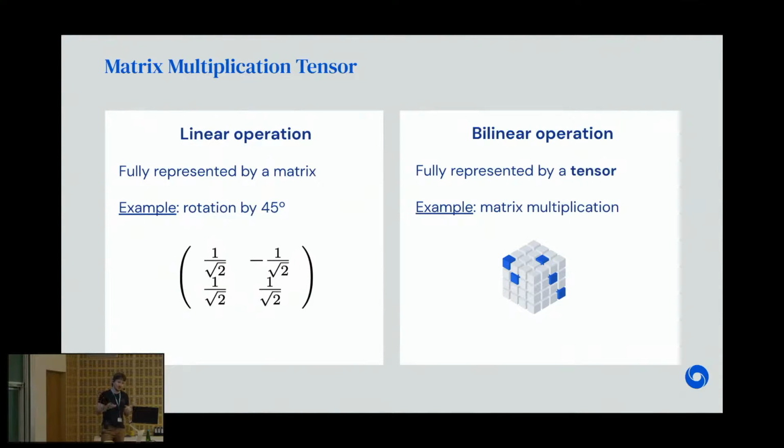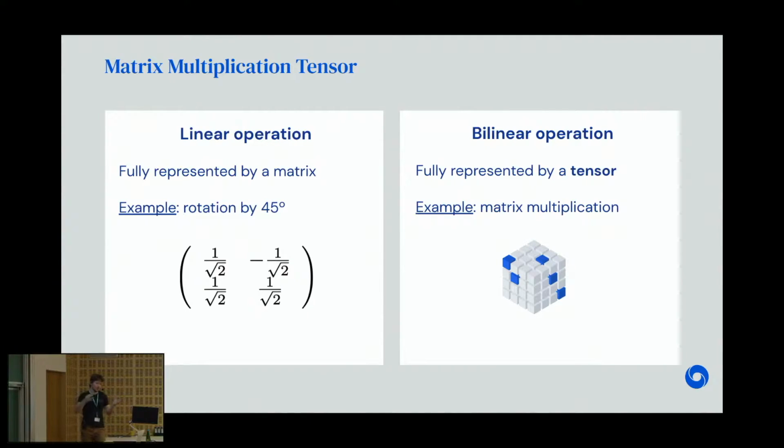In general, when we have a linear operation between two vector spaces, let's say between R squared and R squared, this linear operation can be represented by one fixed matrix. So for example, the operation of rotating by 45 degrees is represented by a fixed 2D matrix. If we have a bilinear operation, bilinear means it's an operation that takes two inputs, and the operation is linear in both of those inputs separately. And matrix multiplication is precisely an example of a bilinear operation.